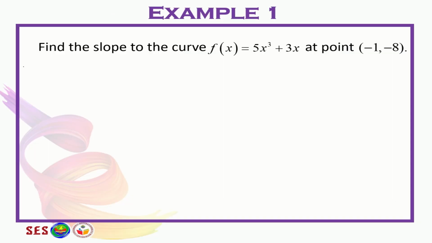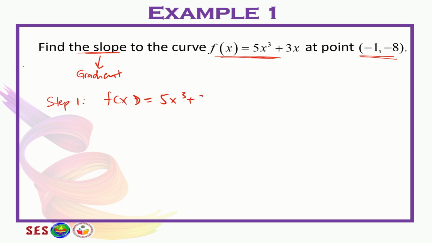Next example, example 1. Find the slope of the curve f x is equal to 5x cubed plus 3x at point negative 1, negative 8. The question asks you to find the slope. Slope is the same as gradient. So you have two steps in finding the gradient. The first step is you have to differentiate the function. We have f x is equal to 5x cubed plus 3x.